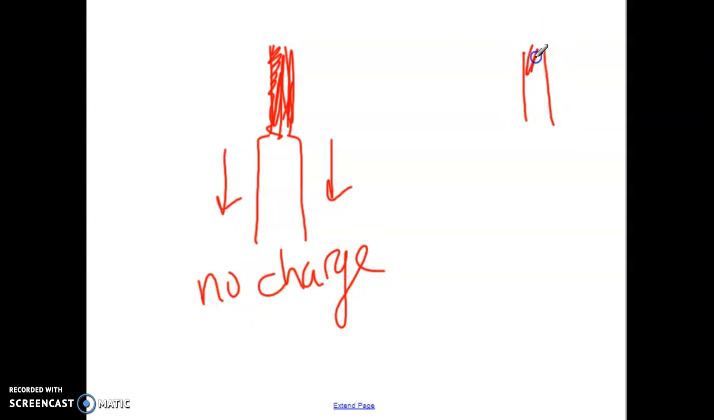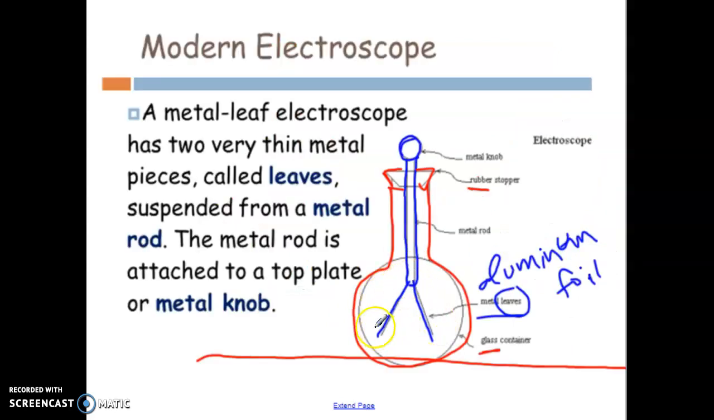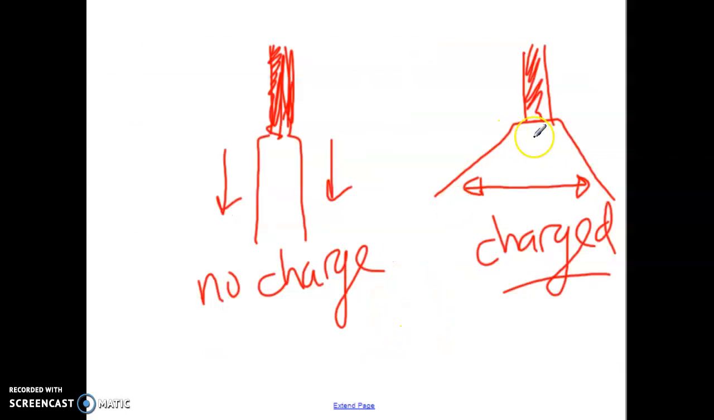If the metal leaves are spread apart, what that means is this is now charged, okay? This picture is actually showing them apart. If they are apart, that tells us we have a charge. If the metal leaves are hanging down, that means there is no charge. So it's something we can look at and say, oh, the leaves are apart, we know that there's a charge on here. So something has happened to this electroscope to create a charge.